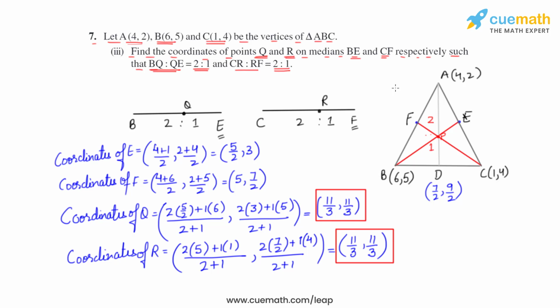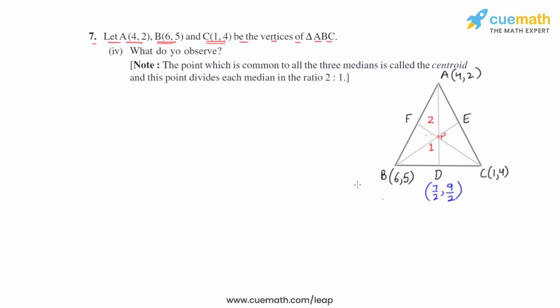Let's do the next part, fourth part now. Fourth part, what do you observe from the last three parts? Now we got the coordinates of P as 11 by 3, comma 11 by 3, and AP ratio PD was given 2:1.